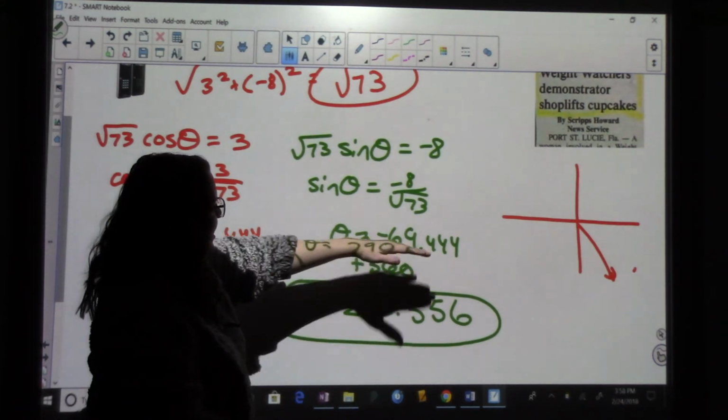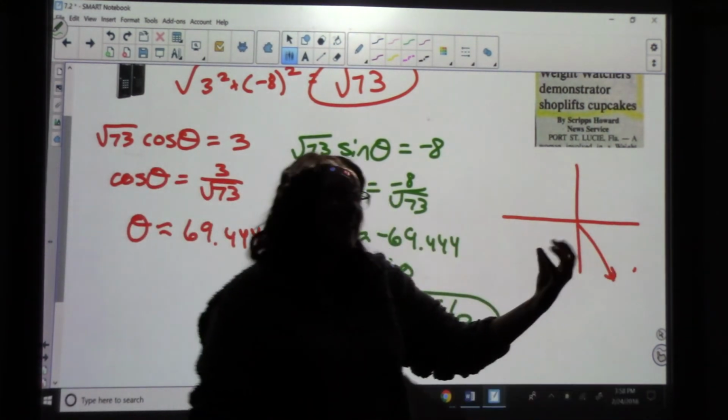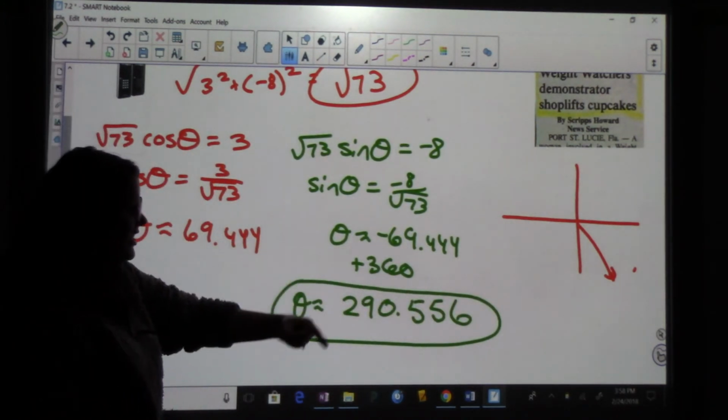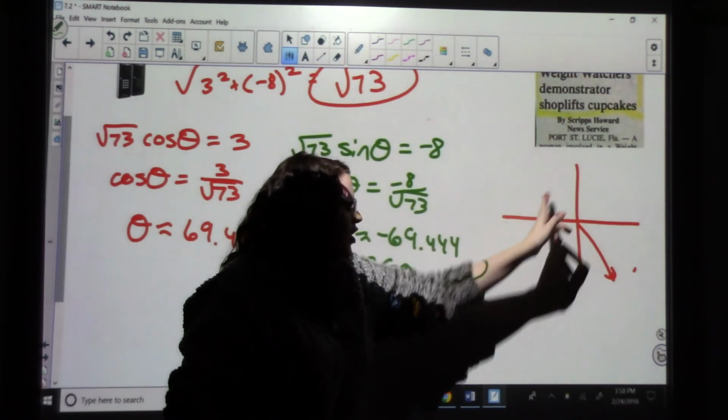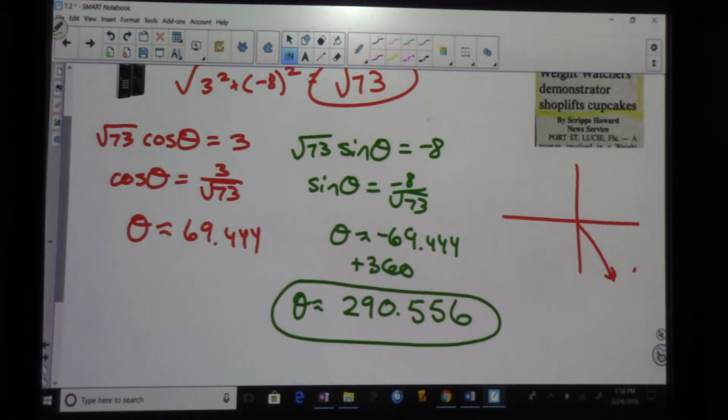Now, yes, negative 69.444 is correct, but I did ask for one that's on the unit circle, right? Unit circle is 0 to 360. So just add 360 to get that coterminal angle of 290.556. And why did my decimals change? Unless I wrote it wrong. No, oh, this is negative. Never mind, I'm good.